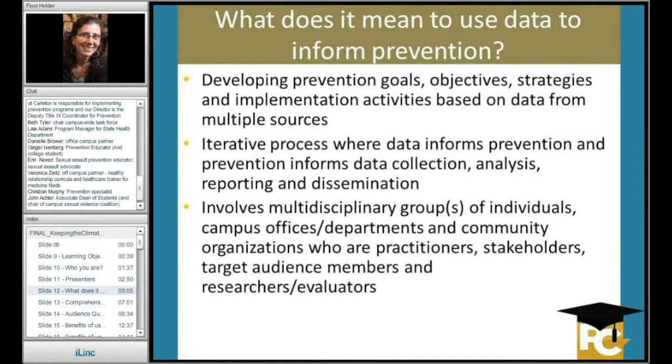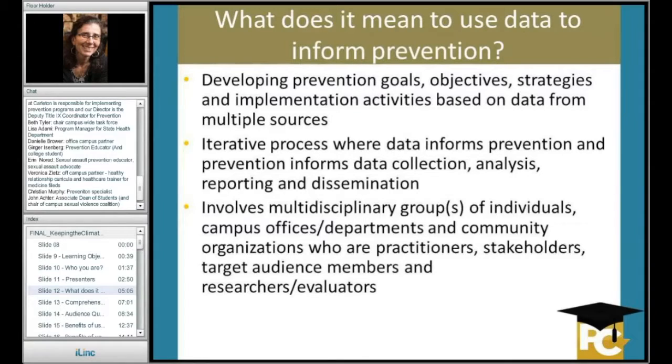So I wanted to begin by framing when I think about data and the role that data can play in prevention. I wanted to share with you, at least for me, what it means to use data to inform prevention. There are three main headers, and I'm going to share with you today a lot of strategies to do this, as well as the benefits.